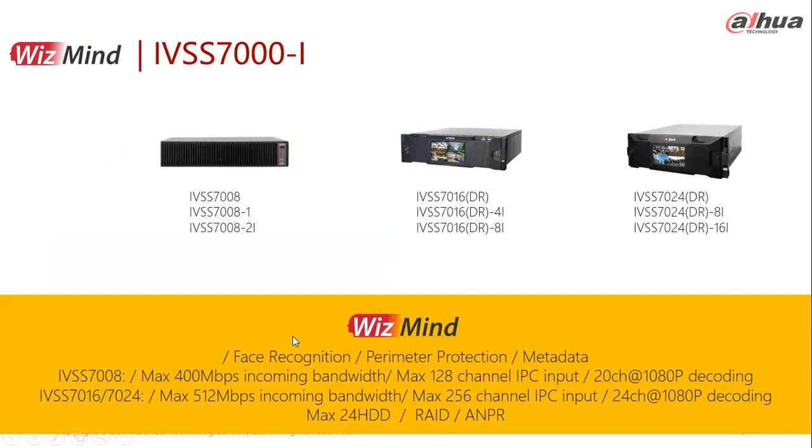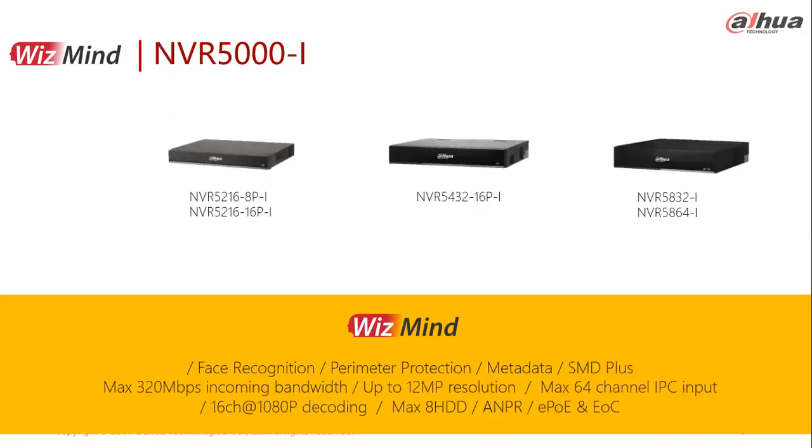So the incoming bandwidth maximum of 400 Mbps. You can have 128 channel, that is, support 128 cameras. You can do 20 channels at 2 megapixels. Incoming bandwidth of 512 for IVSS 7016. And you can do 24 channel at 2 megapixels decoding, continuous. So these are just an introduction of products.